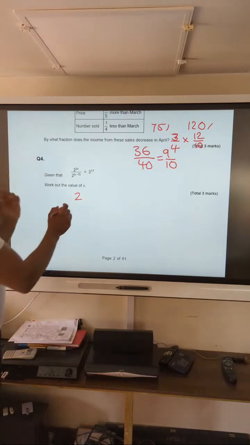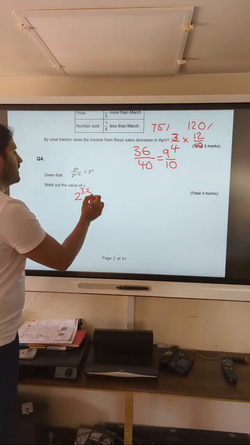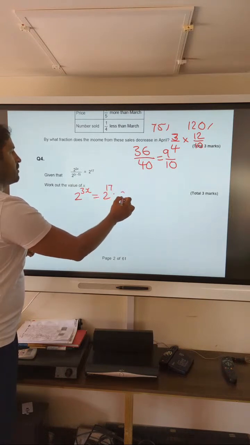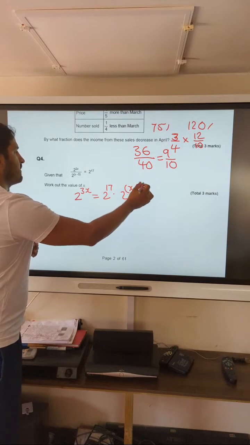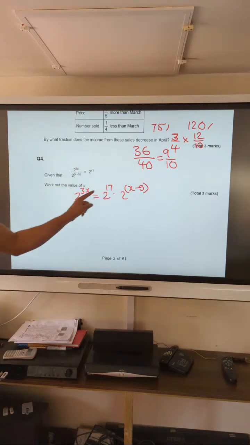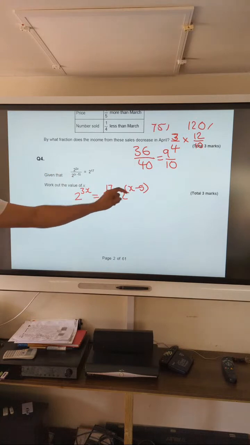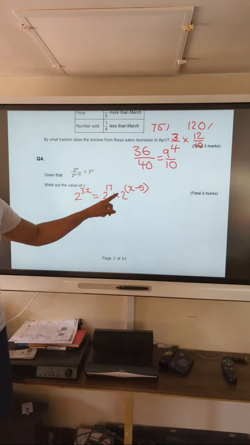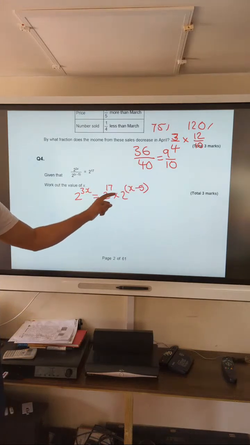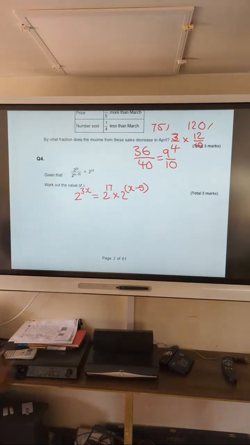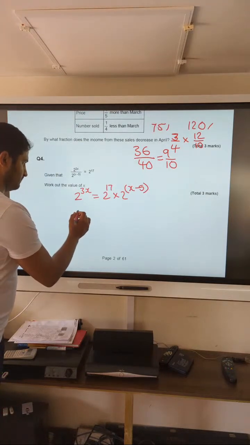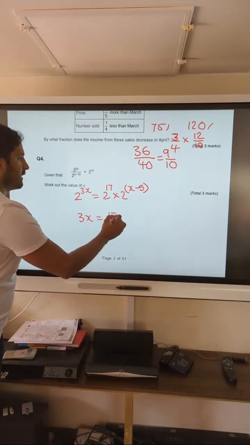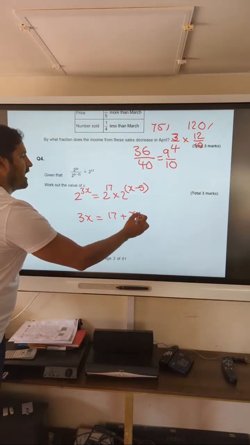Okay, so let's say we multiply first: 2 to the power 3x is equal to 2 to the power 17 times 2 to the power x minus 5, because you multiply both sides by that, so this one cancels out and you're left with that. Now if you have the same base number and you're multiplying it, then you add the power. Same base, you add the power. We just looked at it in an earlier example. Then that means I get 3x is equal to 17 add x minus 5.